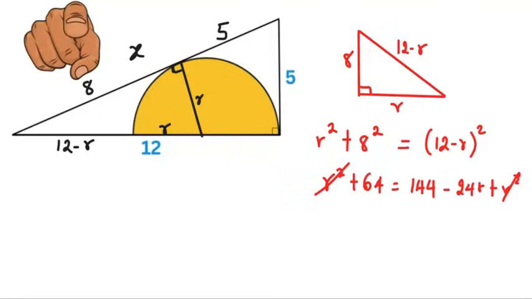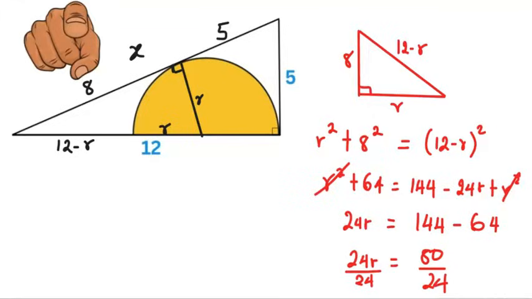So here we have 24r is equal to 144 minus 64. So we get 24r is equal to 80. So divide both sides by the coefficient of r, which is 24. So here we get the radius is equal to 80 over 24; use 4 here to get 20 and use 4 here to get 6, then use 2 to get 10 and use 2 here to get 3. So therefore the radius of the semicircle is 10 divided by 3.